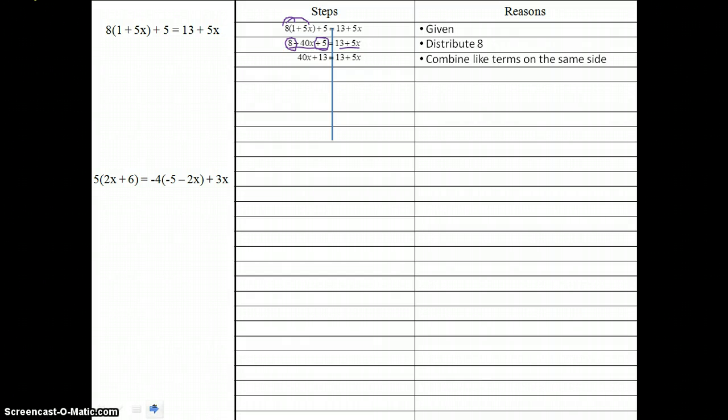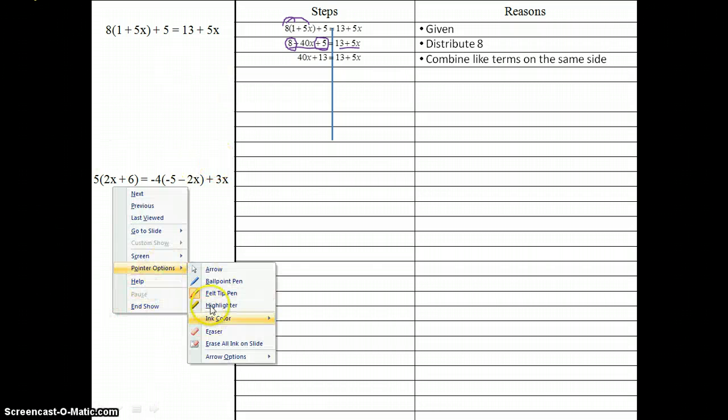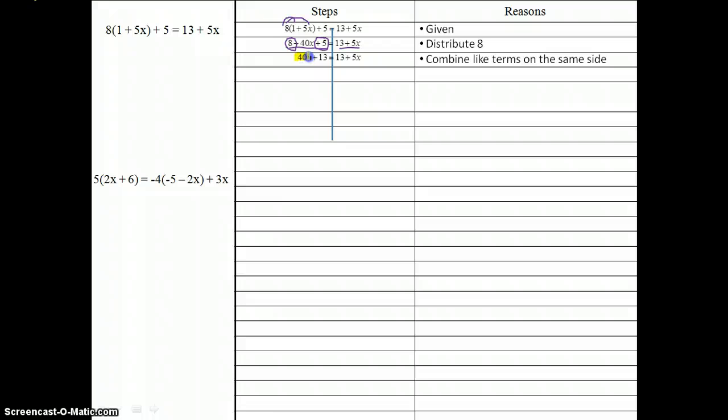Now, are there variables on both sides? Yes, there are. We have 40x here, and we have 5x here. So we need to move them to one side. Remember to move the smallest variable. So 5x is the smallest one, so we're going to move it to the other side. Since it is positive 5x, we're going to subtract 5x. Okay, so we're going to subtract 5x from both sides.